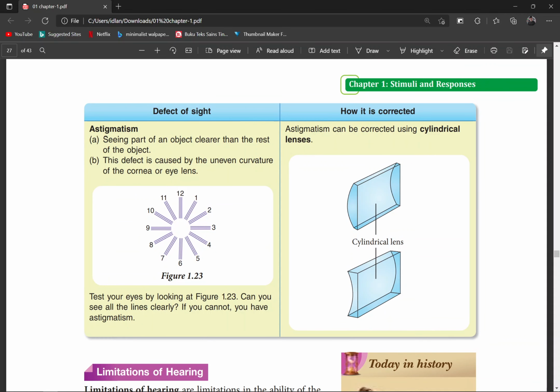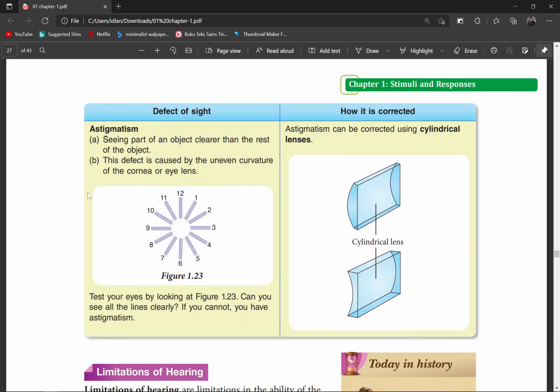Defect of sight. Astigmatism. Ni apa benda? Okay, dia bagi explanation dekat A and B. Seeing part of an object clearer than the rest of the object. This defect is caused by uneven curvature of the cornea or eye lens. Okay. Maksudnya kat sini, benda ni sama. Dia punya dia constant.